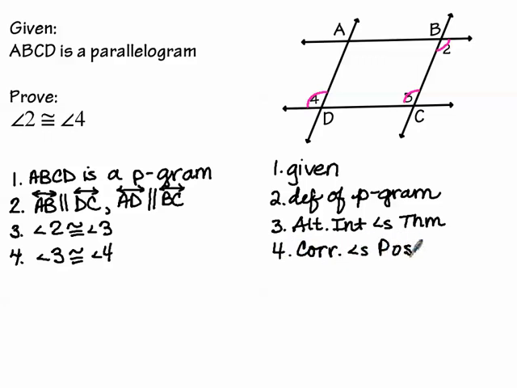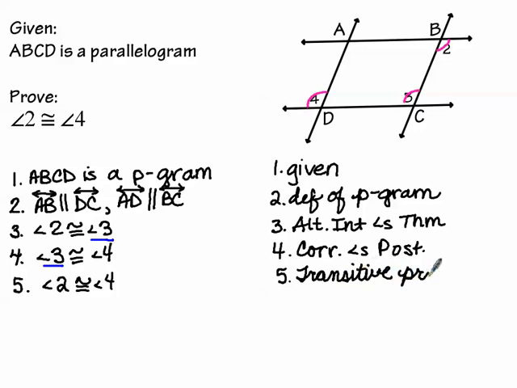I have a tendency to abbreviate things more for the sake of time than anything else. And what I see at this point is that I have two congruent statements, both of which involve angle 3. When that happens, when two angles are congruent to the same angle, the transitive property allows us to conclude that they must be congruent to each other. So in this case, for step 5, the transitive property makes angle 2 congruent to angle 4. And that takes care of that proof.